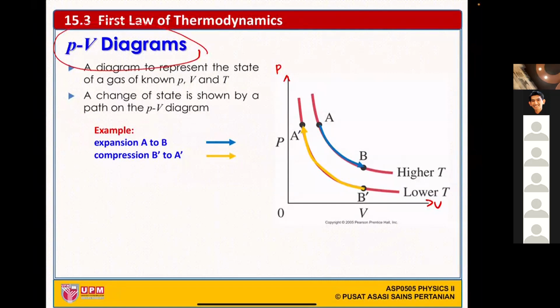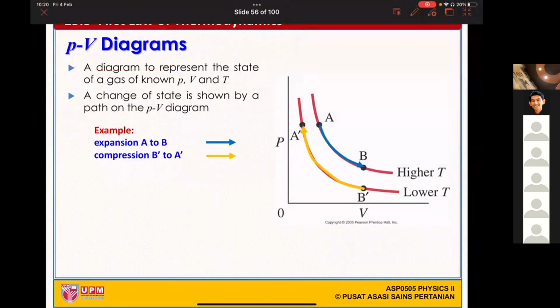Contohnya, kalau kita tengok dekat screen, kita ada plot a graph of P against V, right? P as a function of V lah. So kalau kita belajar dalam Boyle's law, Boyle's law kata apa? P is directly proportional to 1 over V. Kan? Jadi, since P is directly proportional to 1 over V, bermaksud graf dia akan jadi apa?